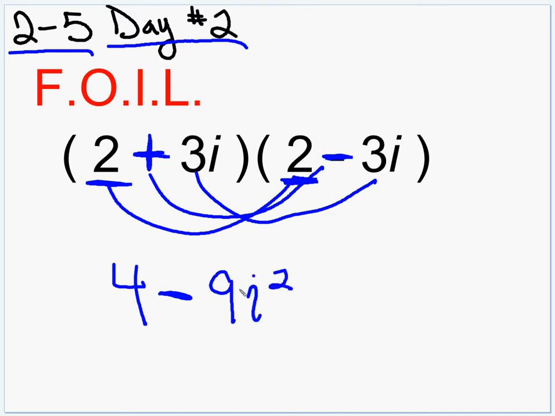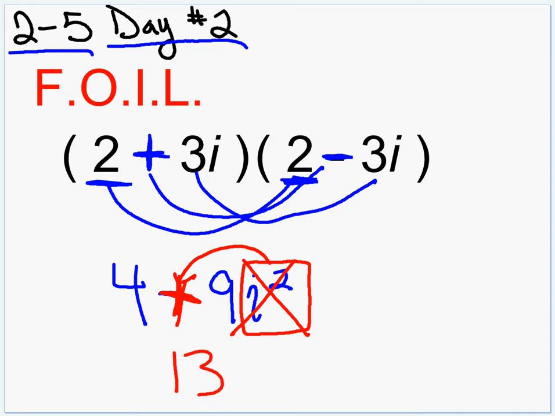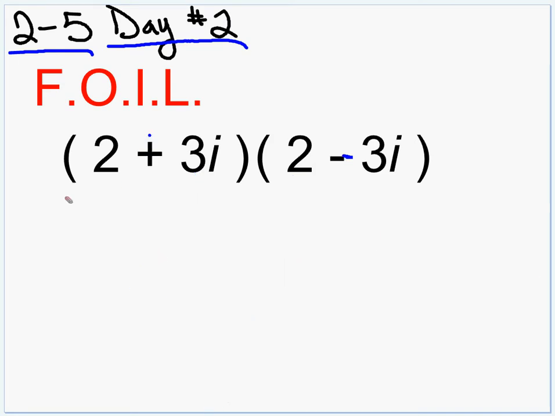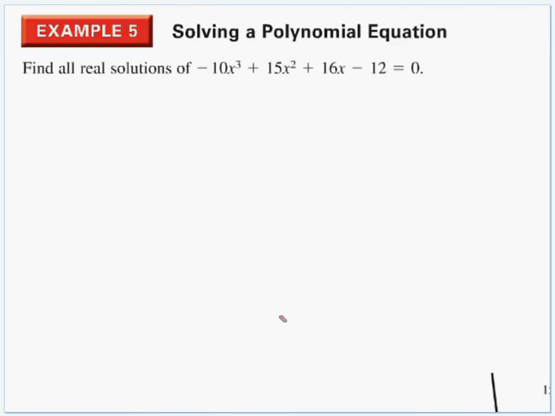And remember, the definition of i is the root of negative 1. So this i squared is going to turn into a negative 1. And when we multiply negative 9 by negative 1, it just changes that to a plus. So the i squared disappears, and this changes to a plus. So our answer there is 4 plus 9, 13. I have a feeling we might need that skill in the upcoming lesson.